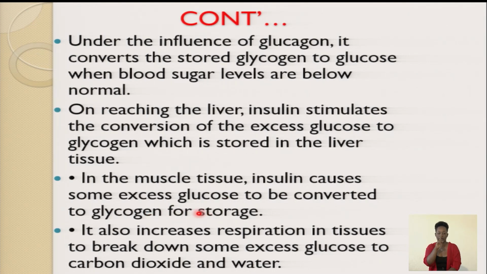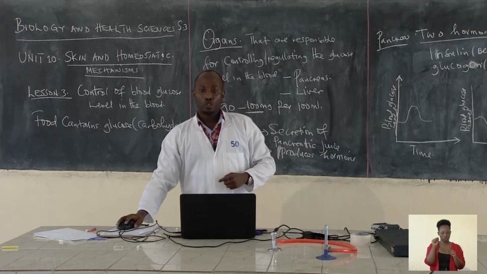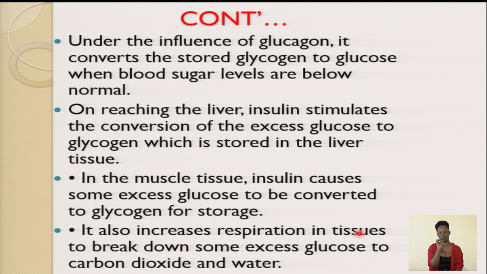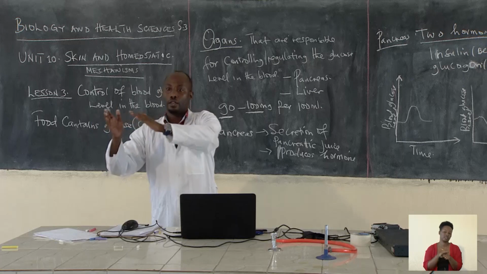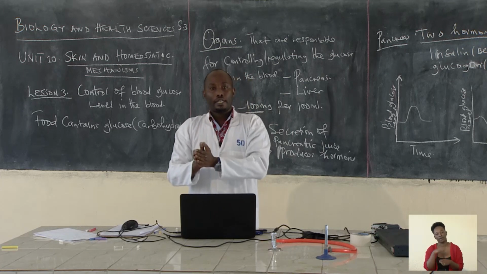So the excessive glucose found in the muscles can also be converted to glycogen and stored, where? In the liver. It also increases respiration in tissues. That is, when there is excessive glucose, metabolic activities also increase. And once the metabolic activity increases, it means the glucose level will be lowered. It also increases respiration in tissues to break down the excessive glucose to carbon dioxide and water.